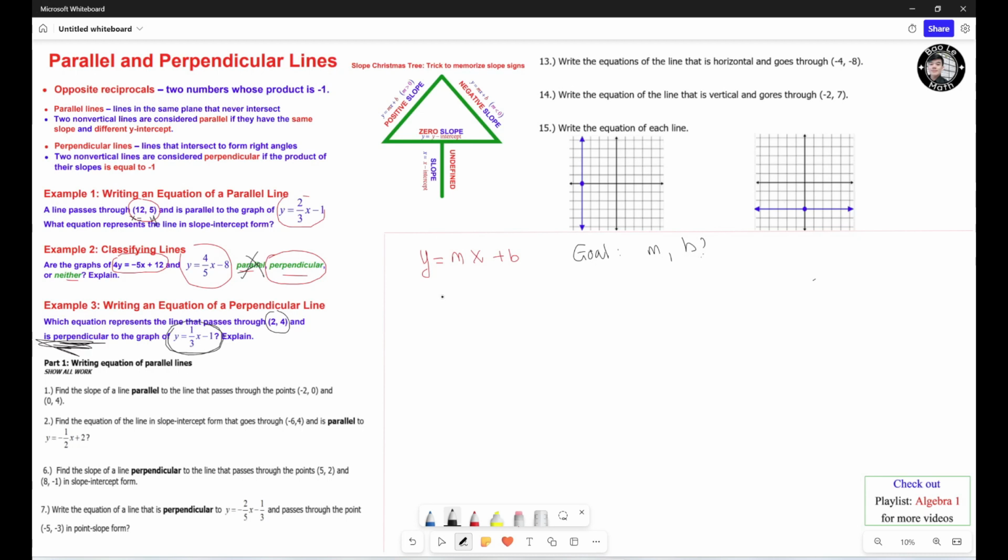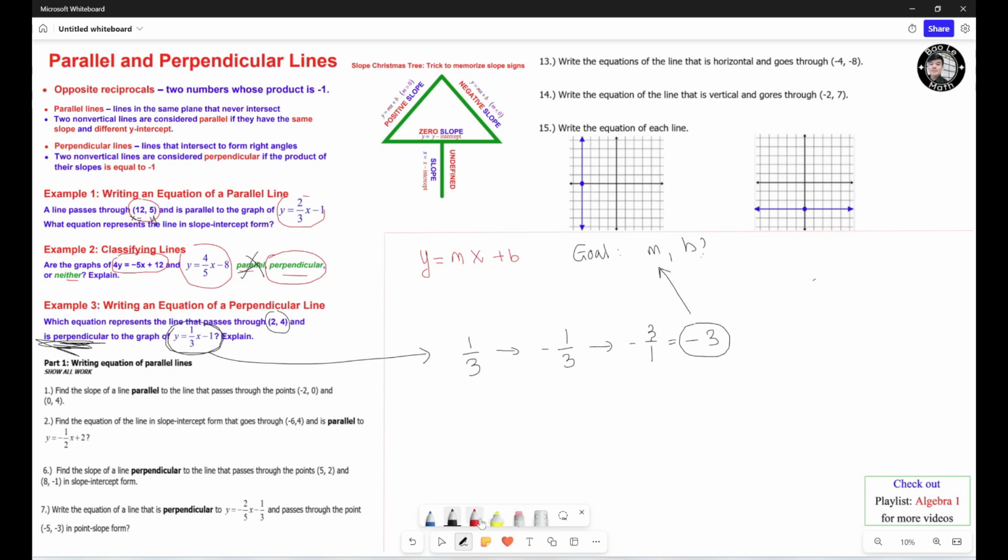Two lines are perpendicular if their slopes are opposite reciprocals. You see that the slope of this line is 1/3. Now you need to find the opposite reciprocal of 1/3. So you need to go step by step. The opposite of 1/3 is negative 1/3. Now the reciprocal of negative 1/3, you just flip it. It turns out to be negative 3 over 1, which means negative 3. Now the new slope is right here. So this is my m.